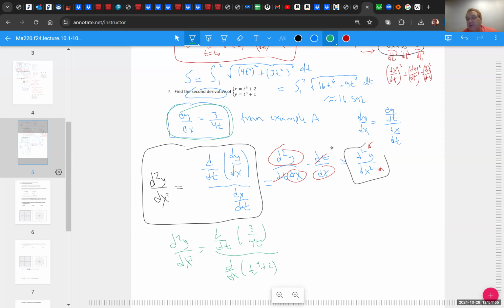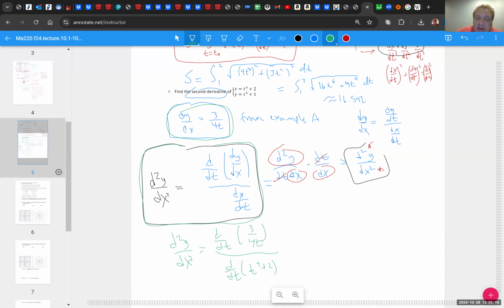So that's how you find the second derivative. You take the derivative of the derivative divided by the derivative of x. The derivative of the derivative is going to be with respect to t. And actually, the bottom one, I have an x here. That's a mistake. Everything's in terms of t. All our parametric equations are in terms of t. So we're differentiating dy dx with respect to t, and we're differentiating x with respect to t. That's this formula right here.